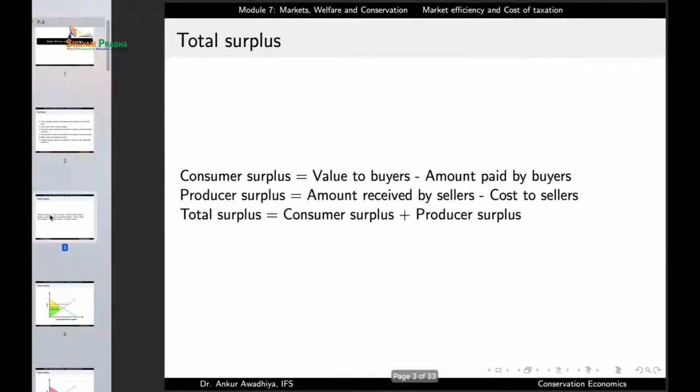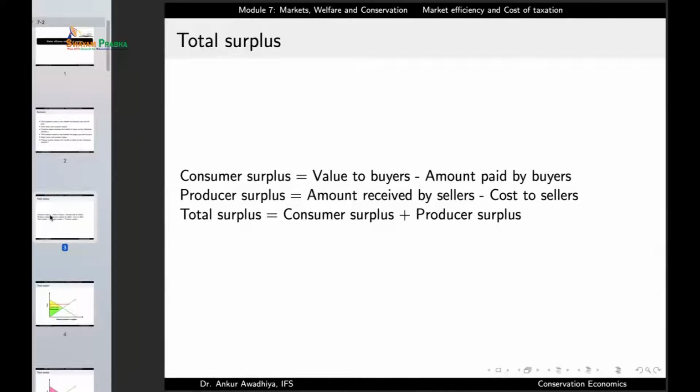Now, with both of these, we can define the total surplus. In a market, people are either buyers or they are sellers. So if we add the buyer's surplus and the seller's surplus, that is the consumer surplus and the producer's surplus, then we come to a value of the total surplus. So total surplus is defined as the consumer surplus plus the producer surplus.